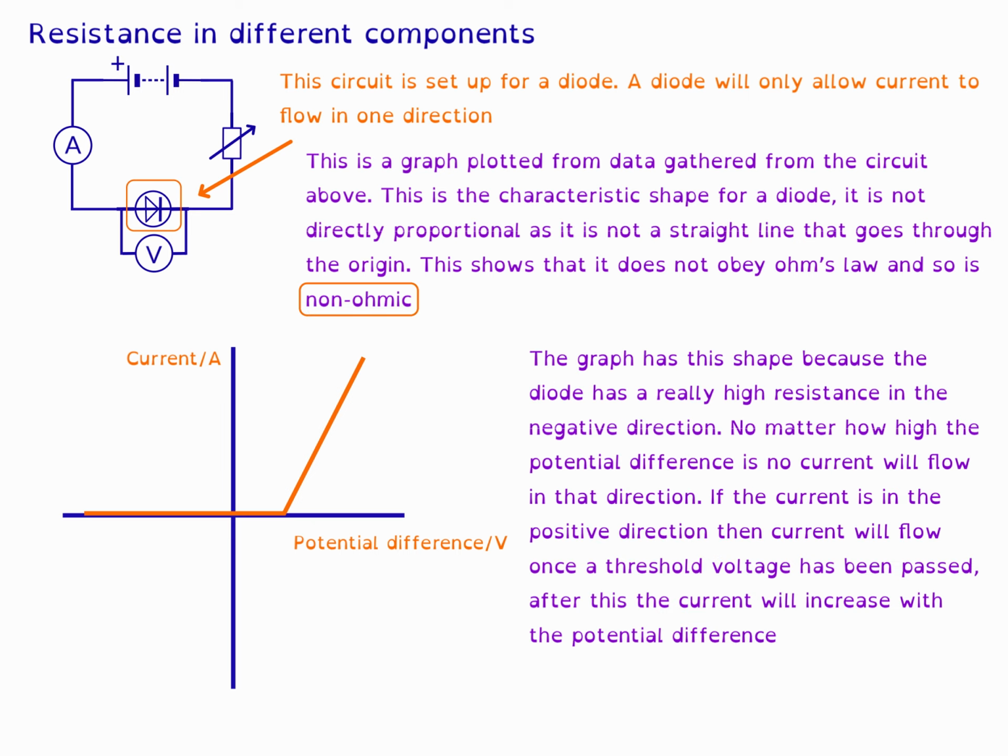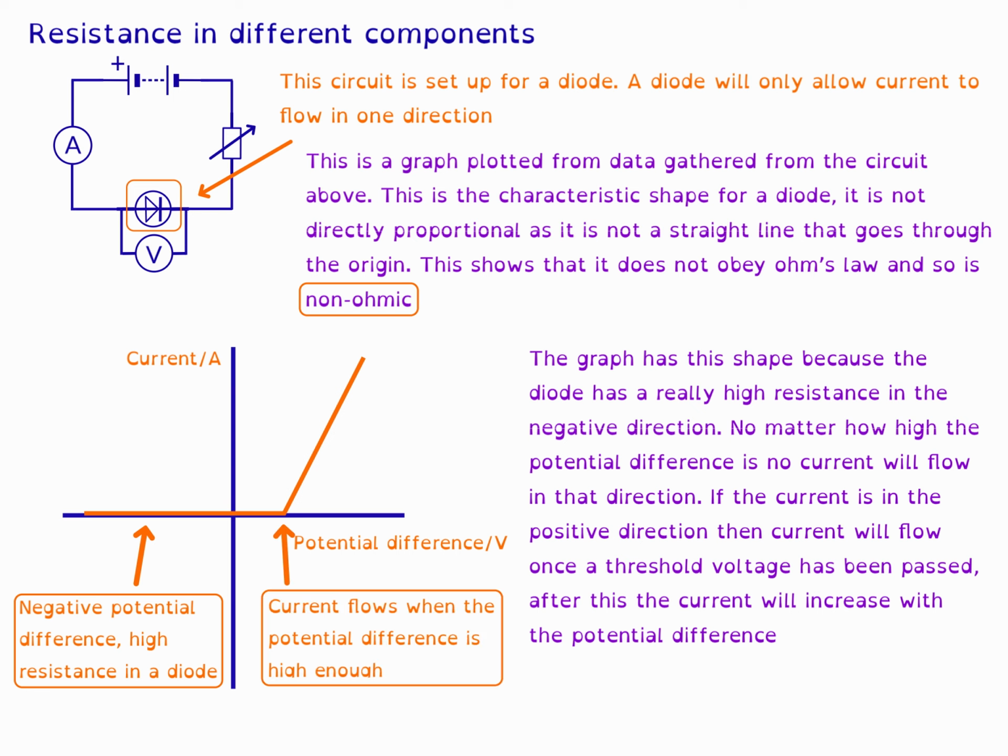The graph has this shape because the diode has a really high resistance in the negative direction. No matter how high the potential difference is, no current will flow in that direction. If the current is in the positive direction with respect to the diode, then current will flow once a threshold voltage has been passed. After this, the current will increase with the potential difference.